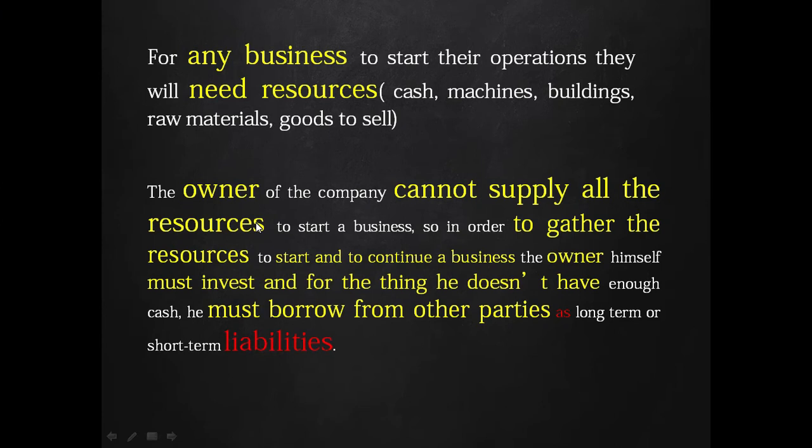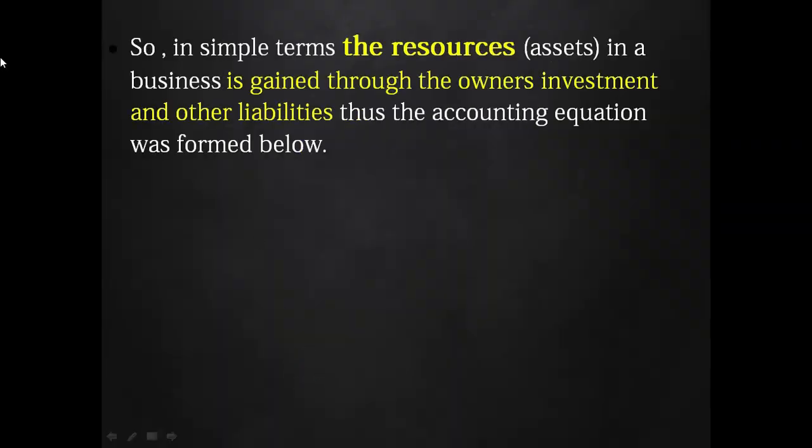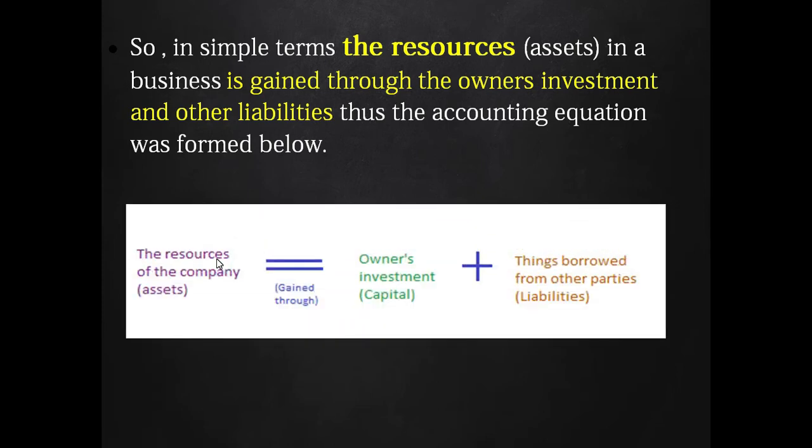Sometimes owners cannot supply all the resources to start a business by themselves, so he or she has to borrow from other parties. It can be long term or short term. It will be a liability. So in simple terms, the resources, the assets in a business, are gained through the owner's investment and the liabilities. Thus, the accounting equation was formed below.